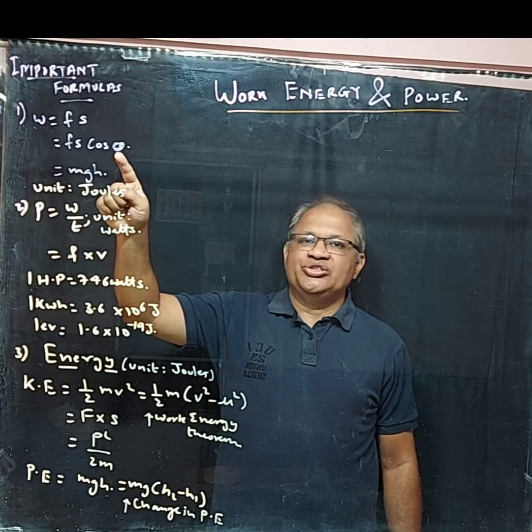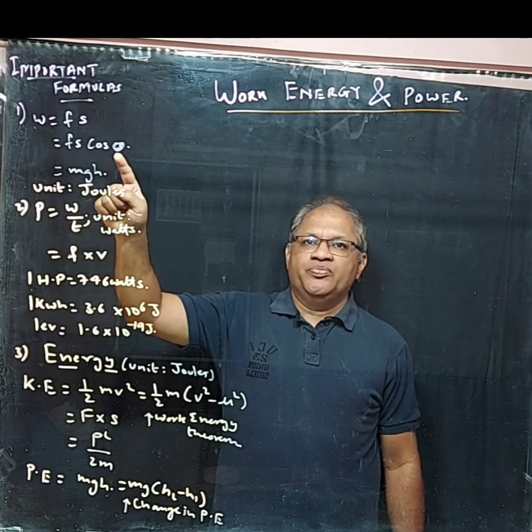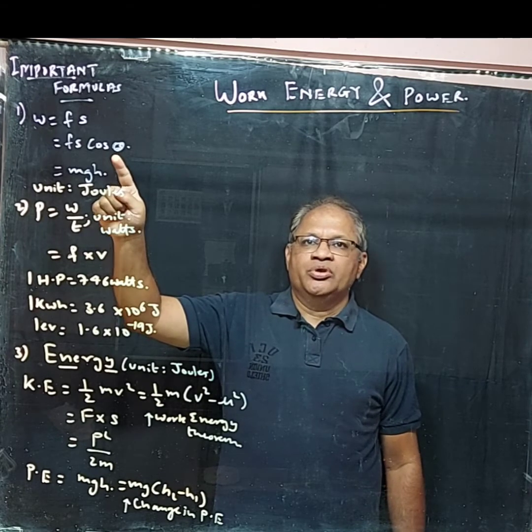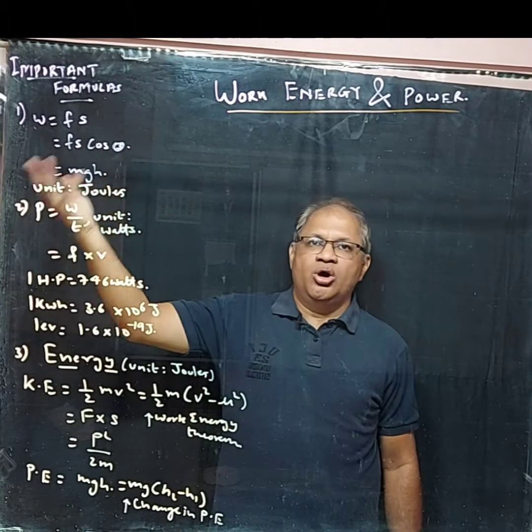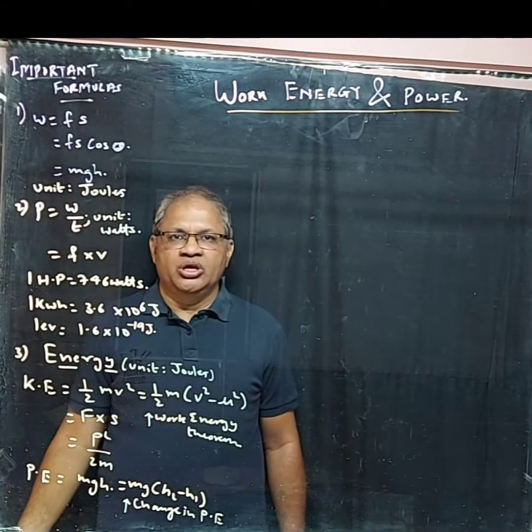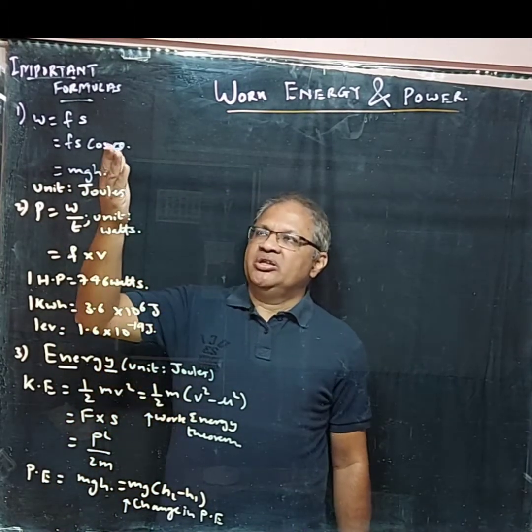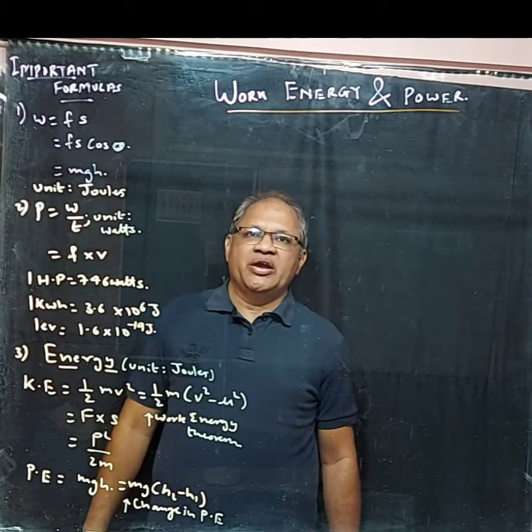So if theta is 0, so cos 0 is 1. If theta is 90, the cos 90 is 0. So accordingly work will be maximum or minimum. Okay, and when is it negative? When theta is 180, cos 180 is minus 1.